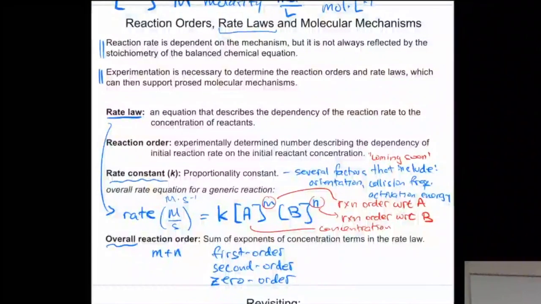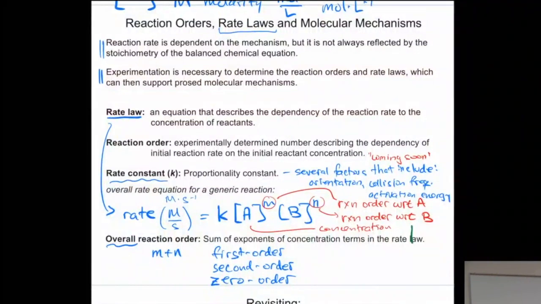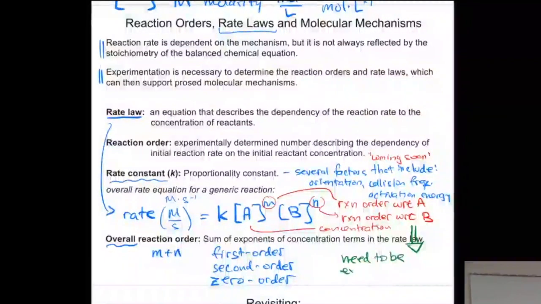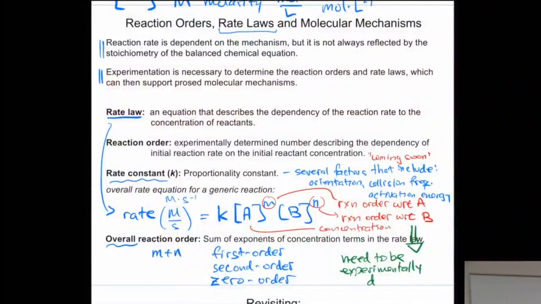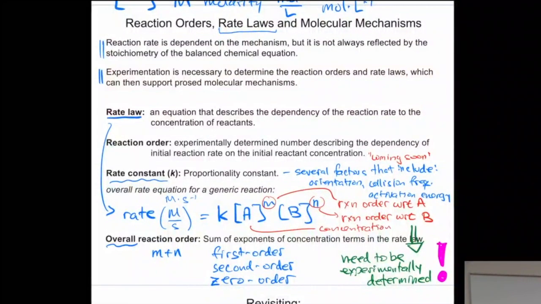Okay, now what's important about these reaction orders is there is no way for you to tell what they are just by looking at the balanced equation. To get these, you have to do the experiment. These need to be experimentally determined. Let's put a nice big fuchsia exclamation point here. Okay? So those are your definitions. Now let's put them into practice.